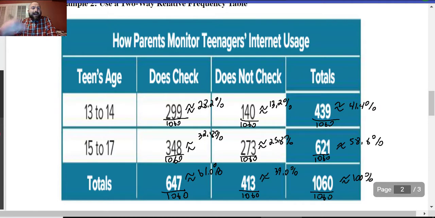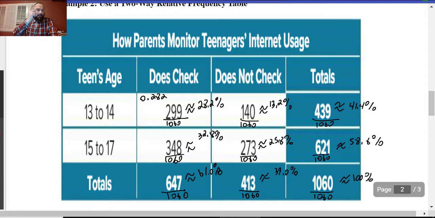If we divide by the total number, we'll get a decimal, and we just have to times it by 100, and then we get our percent. So if we divide 299 by 1060, we really got around 0.282, and then we times it by 100, and we'll get 28.2. It's not going to be exact. It's going to be around. We're rounding here, okay? So just be aware of that.